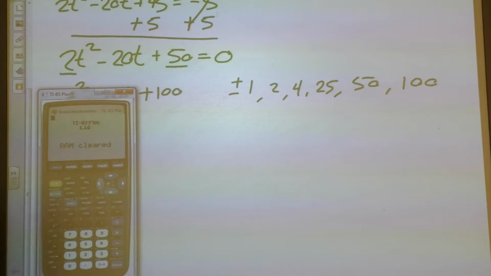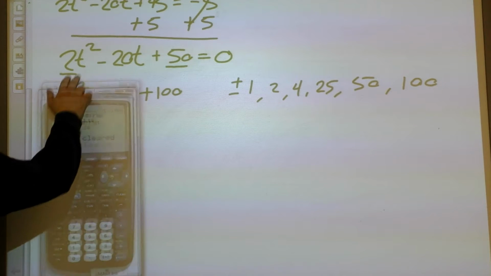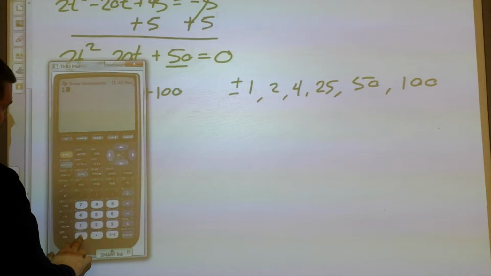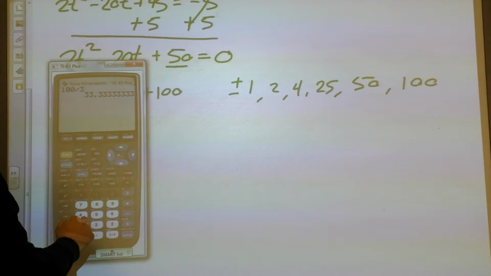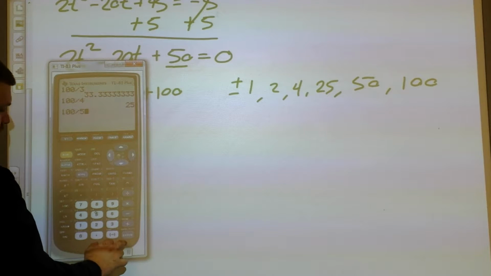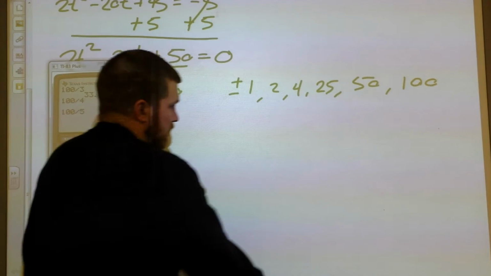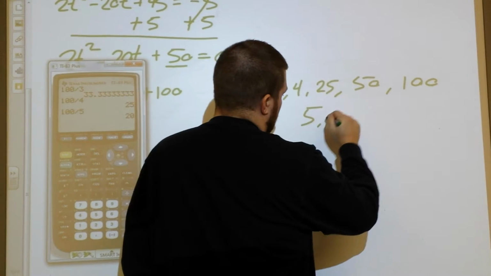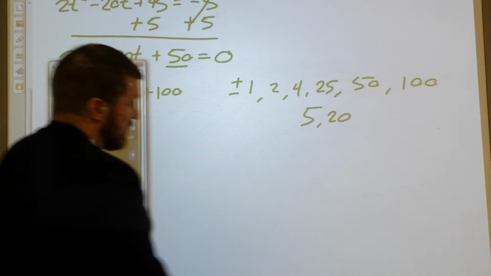So I'm looking for factors of 100. So let's try 3. 100 divided by 3, see if it comes out clean. This is just scratch work. Doesn't come out clean, so 3 is not a factor. 100 divided by 4, we know is 25. 100 divided by 5, so 5 and 20. Left that one out. Let's put it in. And let's keep going.